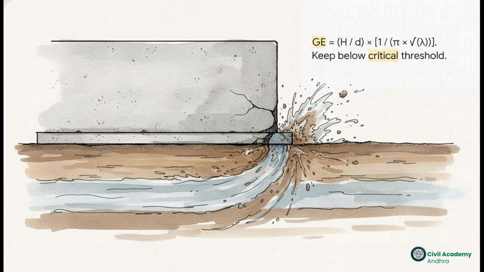And one of the absolutely most critical outcomes of Khosla's work is the calculation of the exit gradient. When we calculate this, we see the gradient is heavily dependent on the seepage head and the depth of the downstream cutoff, denoted as D. Keeping this exit gradient below the critical threshold for the local soil is the ultimate test of whether your structure will stand strong or be completely destroyed by piping.